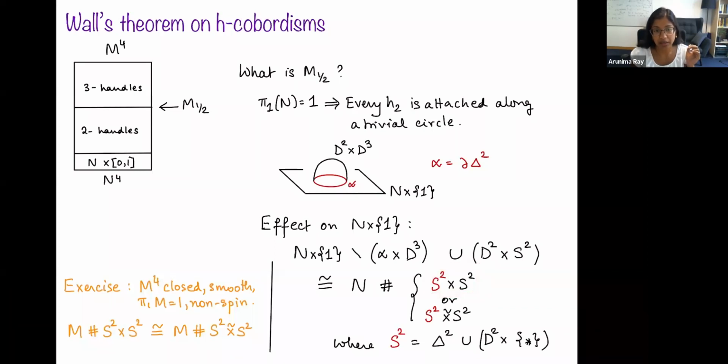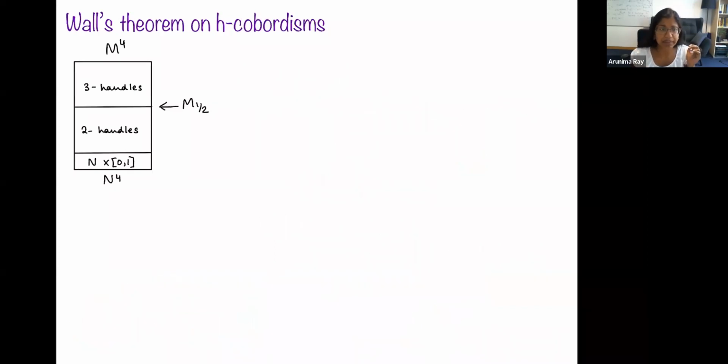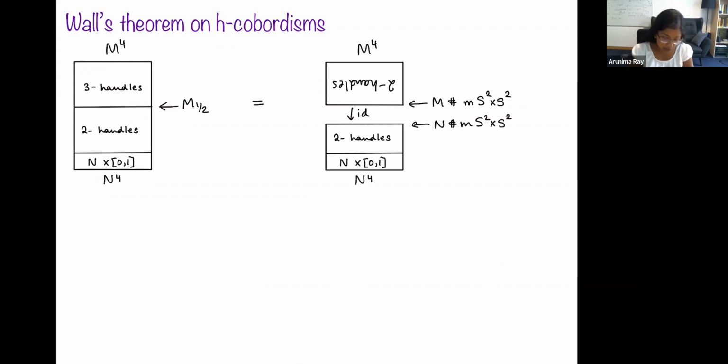Okay, all right. So continuing on, here's what I knew about the cobordism. I knew that it was built from N cross interval by attaching two handles and then three handles. But here's something I could do. I'm going to just cut along M1/2. So now the cobordism has been split into two pieces. And then this top portion, which contained three handles, I'm going to turn upside down. Upside down, three handles, because I'm working in dimension 5, become two handles.